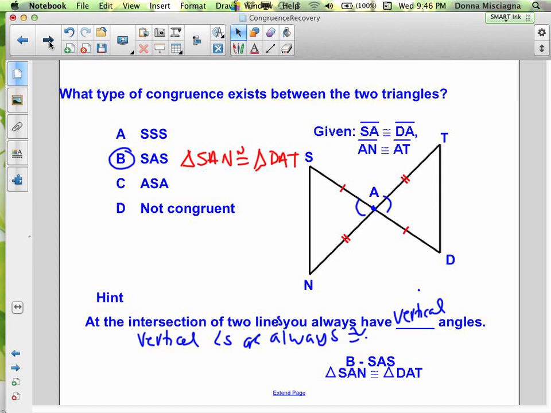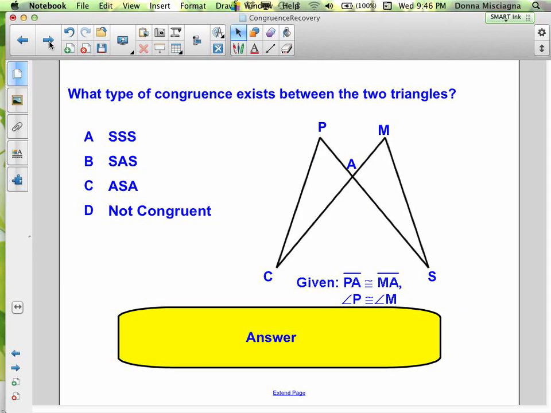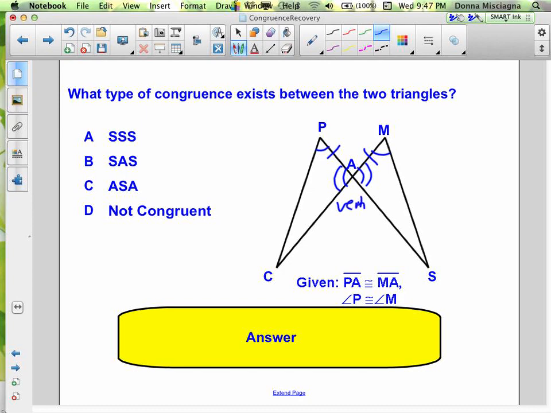Oh, I don't like seeing the spinning ball of death. Just change my page. Ah, there we go. Phew. What type of congruence exists between the two triangles? All right, mark what you're given. We are given PA is congruent to MA. We are given that angle P is congruent to angle M. That's our given. Is there anything else we know? I hope you see you've got vertical angles, and we know that vertical angles are always congruent.